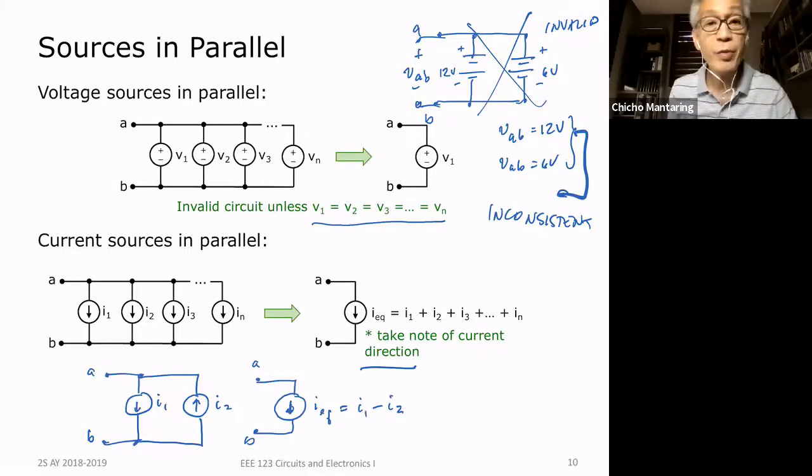Are there any questions with regard to sources in series, sources in parallel? What is important is that when you have sources in series or sources in parallel, you have to recognize if the circuit is valid or not valid, assuming that your sources are ideal sources.